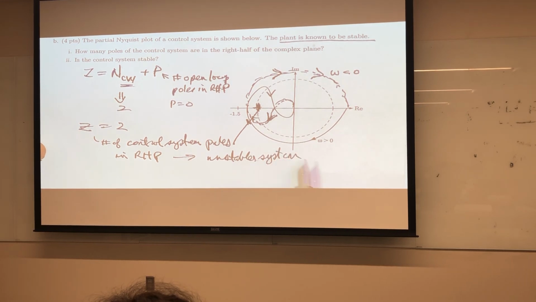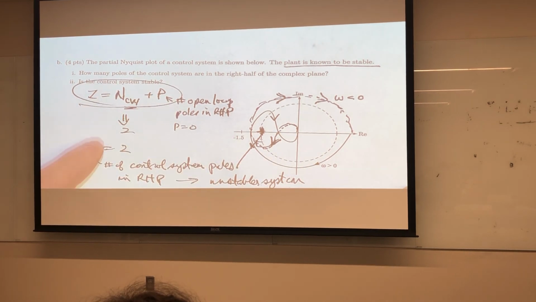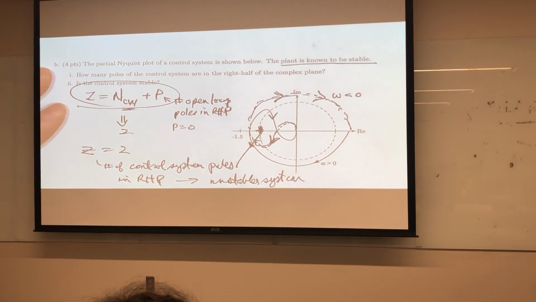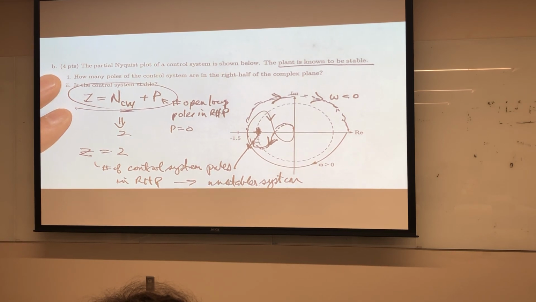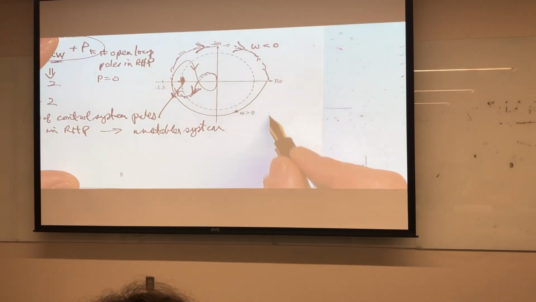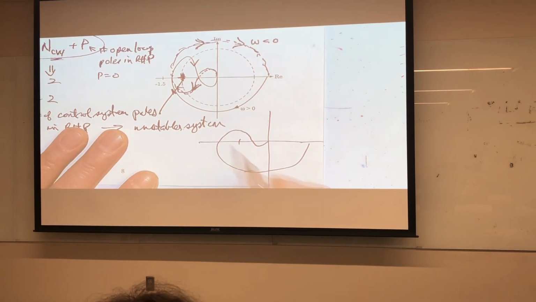Okay? So the concept here is understanding what this formula, Z equals N plus P, means. What are Z, N, and P, and what is their relationship to this picture here. We could have also asked about stability margins on a Nyquist plot. We've exercised that, so let me spend a little bit of time doing that one. Maybe I'll just redraw this picture right here. It looks something like this, okay? And here's -1.